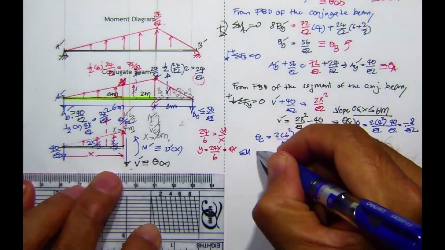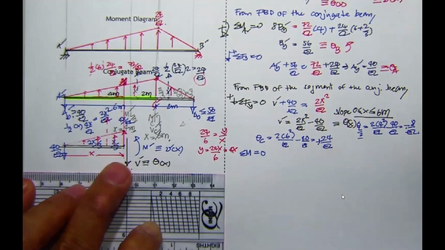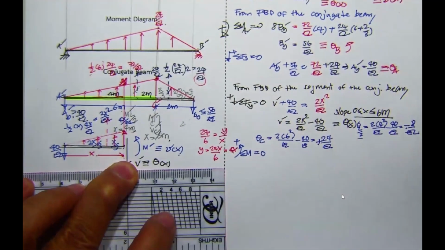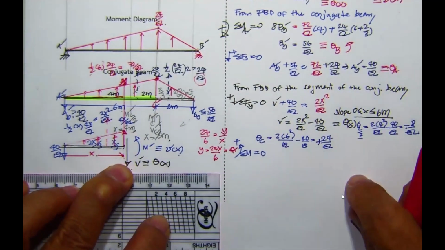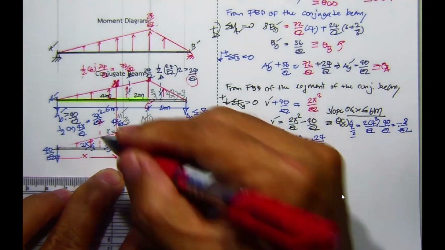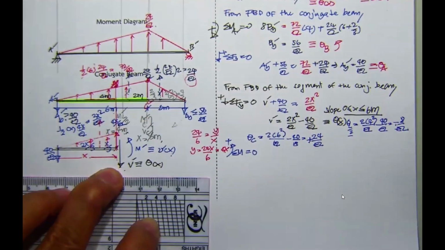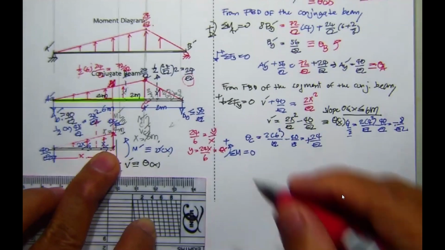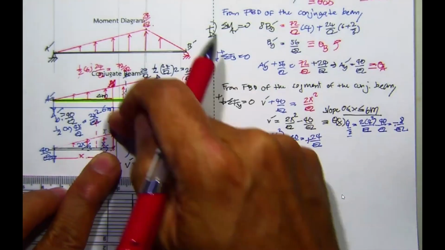Summation of the moment equal to 0. M palm rotates counterclockwise to be positive. So take the moment over here. You get M palm now. M palm rotates like this one.